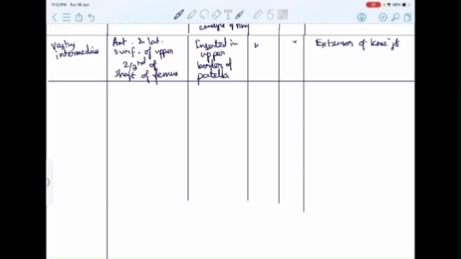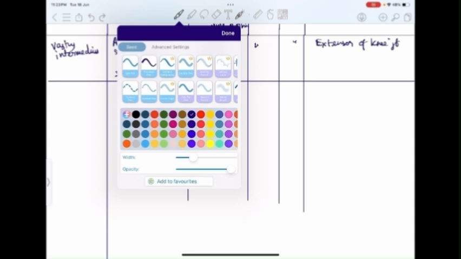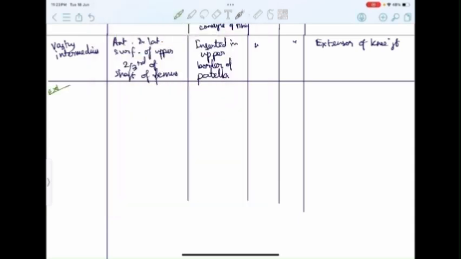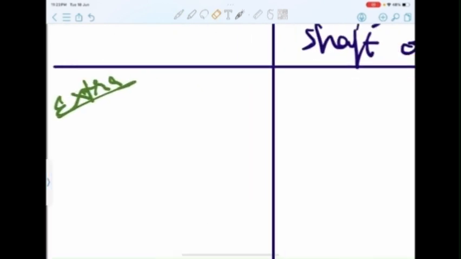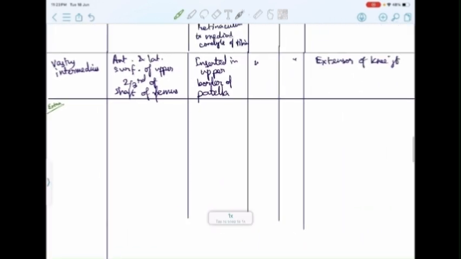Finally, we have a very small muscle. You may mention it, you may not. Let me write it in green, because it's just extra points. So you don't need to bother much about it.